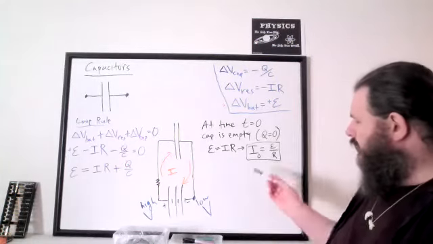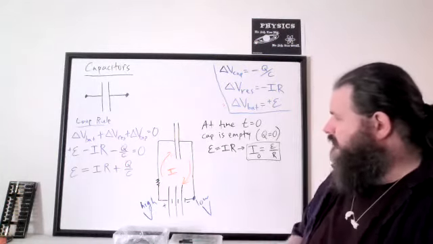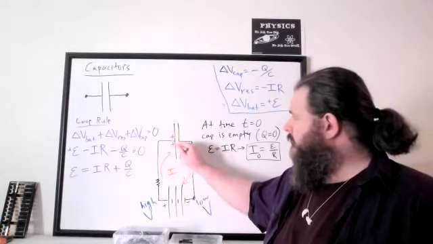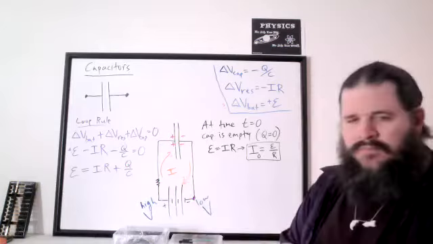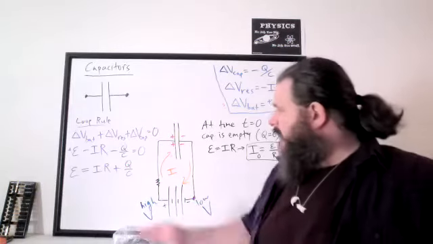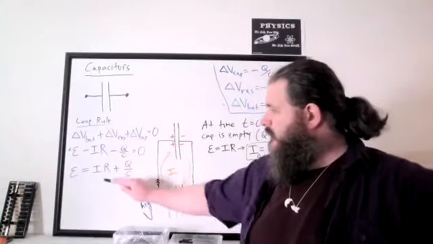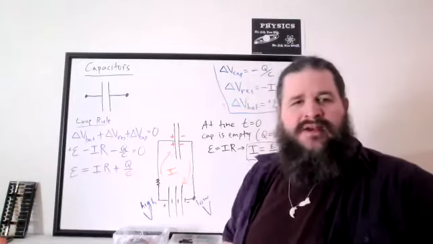As current flows, though, current is just the flow of charge. So as current flows, charge is going to start to build up. And as charge builds up, that means Q is no longer 0. You have a Q over C term. What does it tell you about the IR term? What's going to happen?